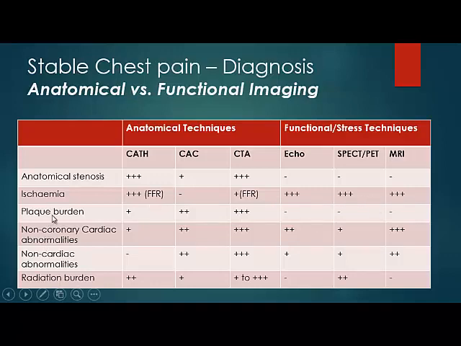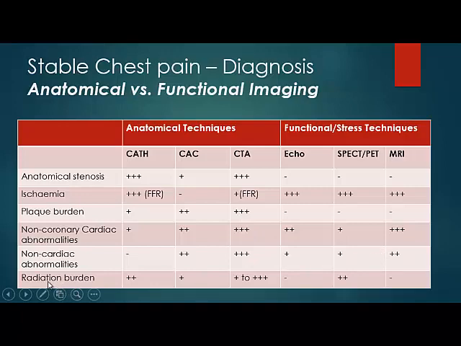To assess plaque burden, I think CT angiography is the best technique for this, followed by calcium score, or if you do IVUS with invasive angiography. To assess non-coronary cardiac abnormalities, you can use CTA for that. You can use echo or CMR. For non-cardiac abnormalities, CT techniques obviously are the best. CT or MR technique is good for that.